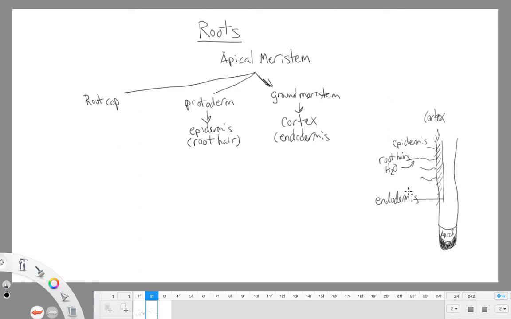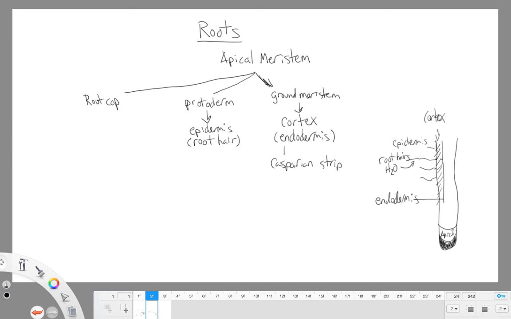that right there is our endodermis. And our endodermis has that important role. It has the Casparian strip, which is that waterproof strip.